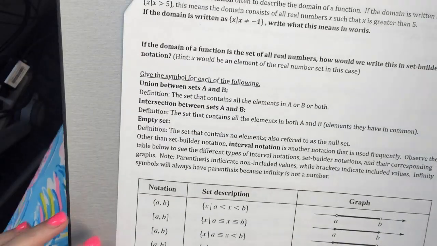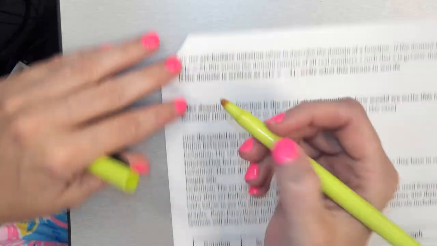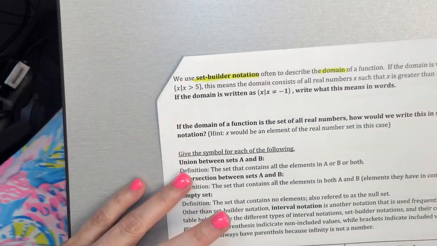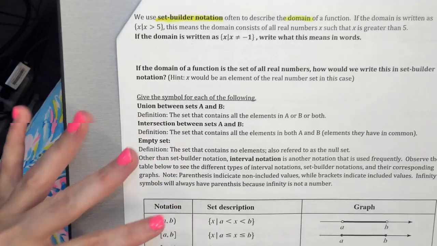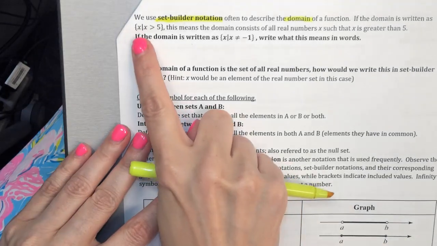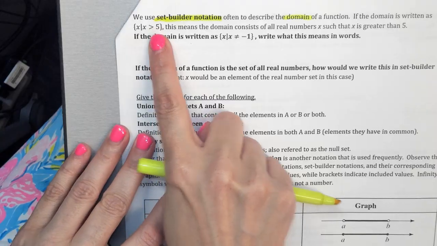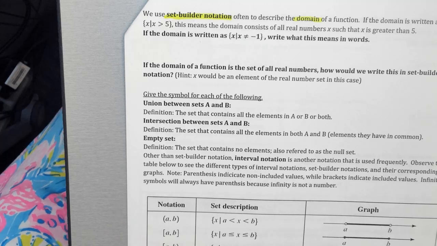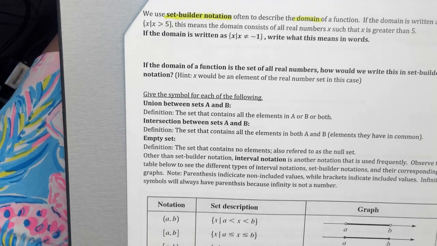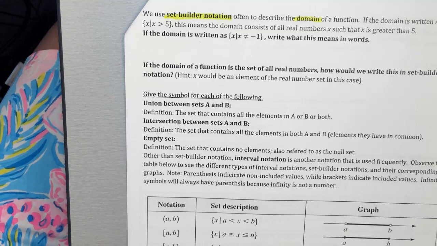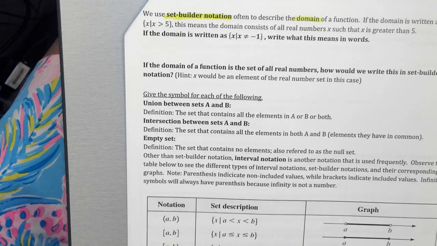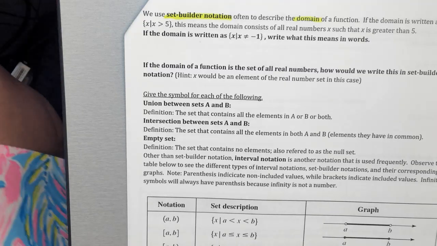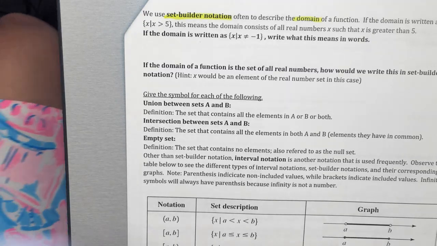All right, so we are going to be using set builder notation again this year. We use that to describe the domain and also the range. If you have the domain written as {x | x > 5}, this means the domain consists of all real numbers x such that x is greater than 5. Write what this one means in words. And if the domain of the function is the set of all real numbers, how would we write this in set builder notation? Let's check to make sure that we got those written out correctly.